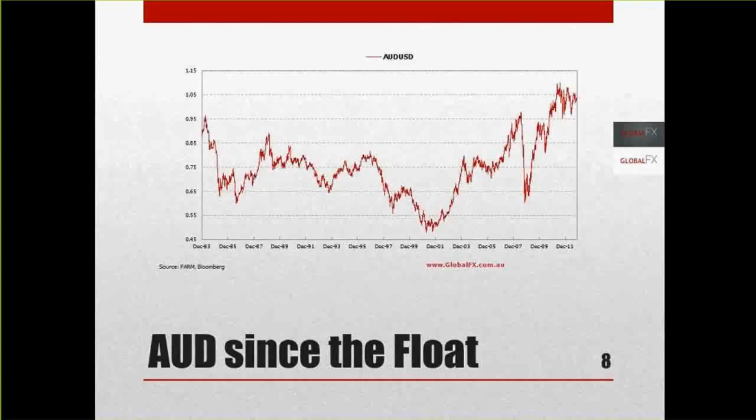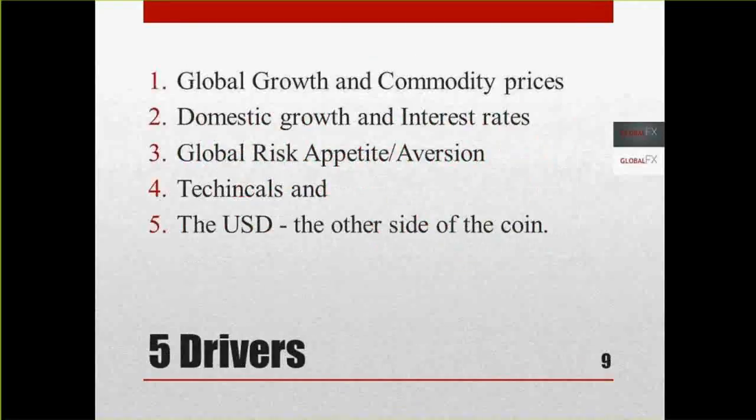On the charts going forward, you'll see a lot of orange lines, and I can trace what has changed for the Aussie to those orange lines. So I'll talk about that in a little while, and we'll show you what has changed. But let's have a look at the 5 drivers. These are the 5 most important things for the Aussie.